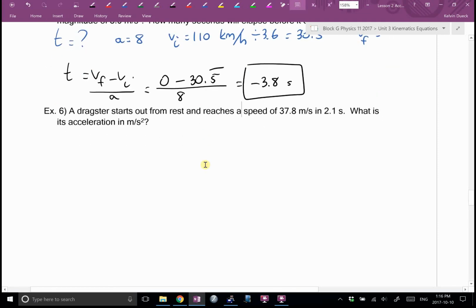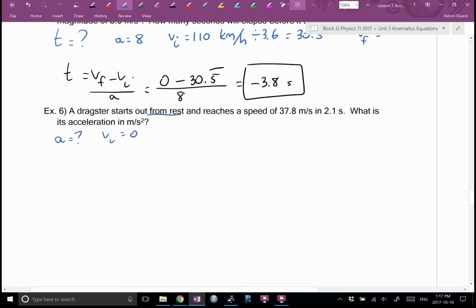Example 6, last one. Brady, you want to drive dragster? Let's drive dragster, you and I. Brady, what's example 6 asking me to find? Let's all write down A equals question mark. Look for numbers and physics words. Brady, my friend, from rest, what does that tell me? VI is good.